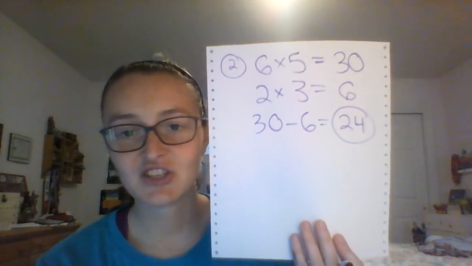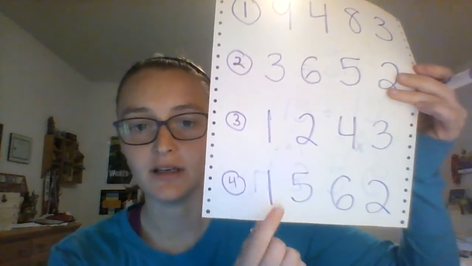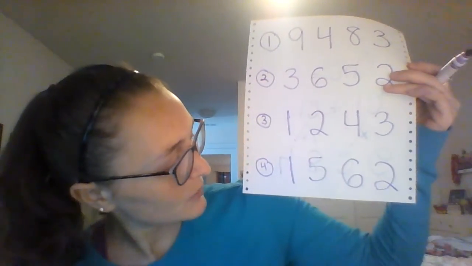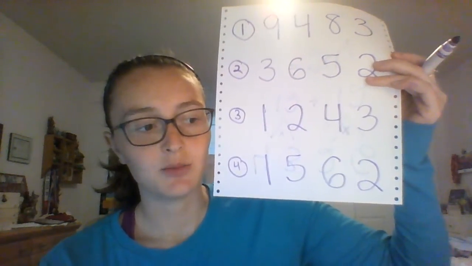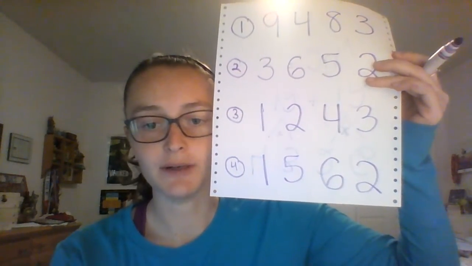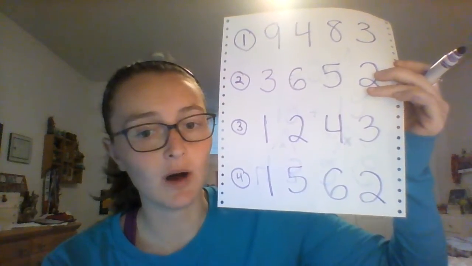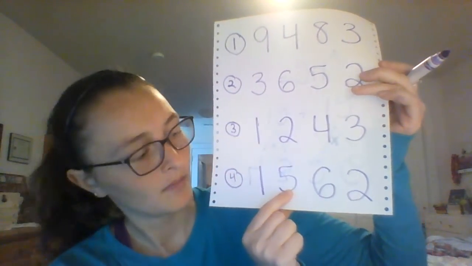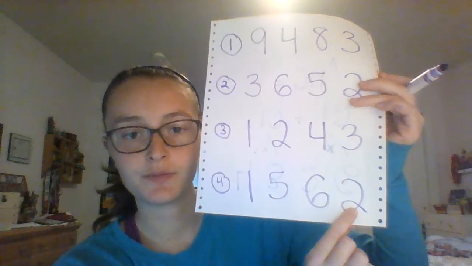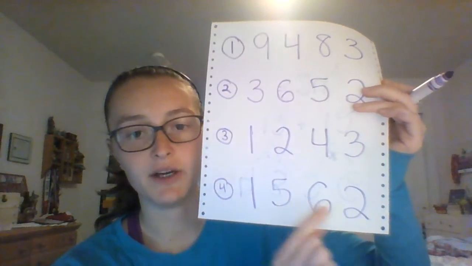Are you ready for the biggest challenge? Our last problem involves adding, multiplication, and subtraction. And which one do we have left? Number 4. So we need to take 1, 5, 6, and 2 and add, subtract, and multiply to get us to 24. So how I solved it was we take 1 and 5 and add them together. Take 6 minus 2. And then we multiply those answers.